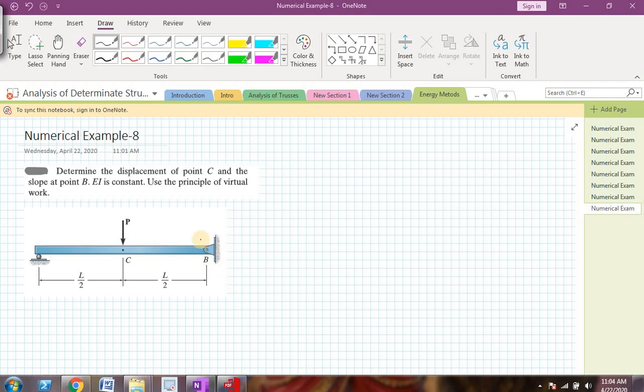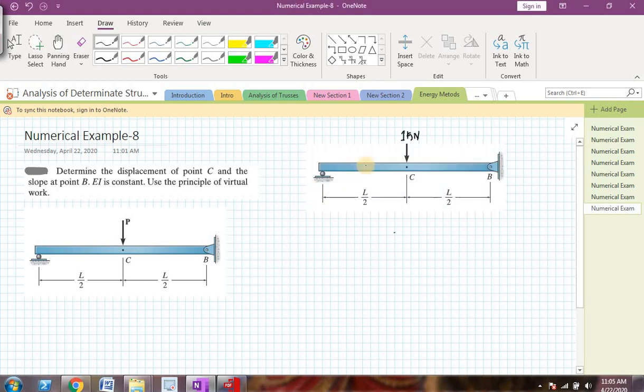So I will take the same beam and apply a 1 kilonewton point load exactly at point C. I have drawn the same beam with a 1 kilonewton point load at point C, and we can easily calculate these reactions. This reaction will be half kilonewton, and of course this reaction will also be half kilonewton.